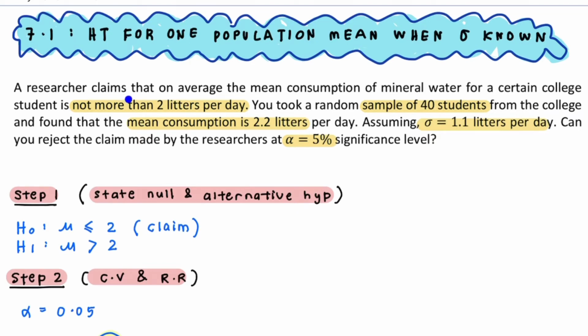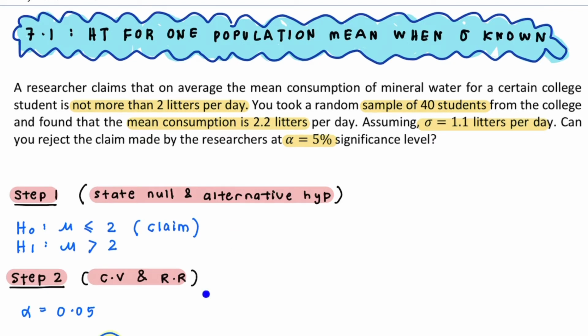So look at the claim. The claim says that the college student drinks not more than 2 liters per day. So the symbol for not more than 2 is less than or equal to 2. So you have the equality symbol here. Then your claim will be your null hypothesis. And your alternative contradicts the null statement. So when the null has the less than or equal symbol, then your alternative will be mu is more than 2. You are using the mu symbol because the question mentioned average. So make sure you have the correct statement for null and also alternative.